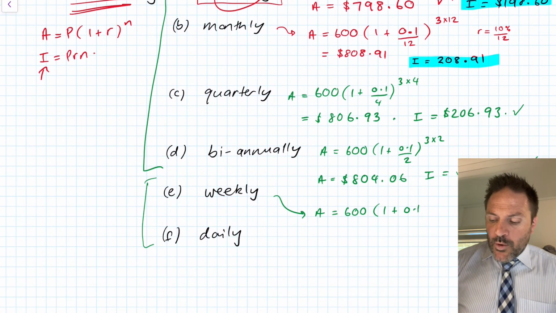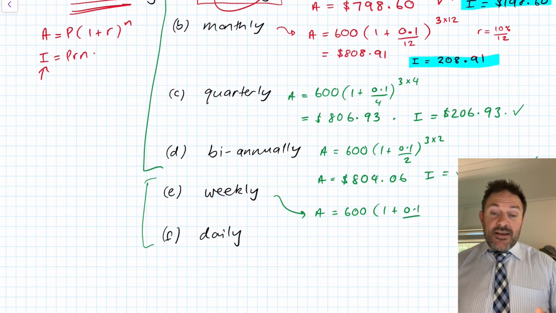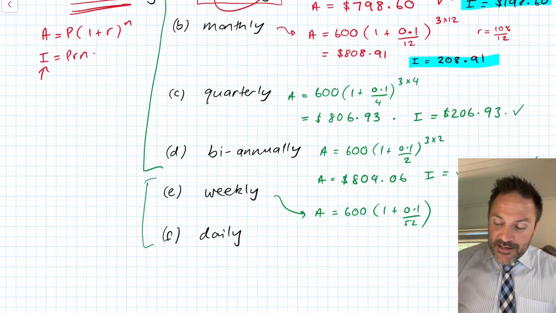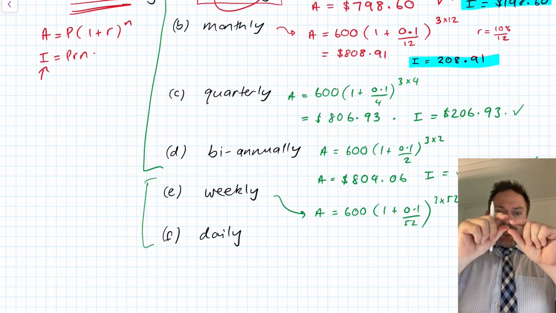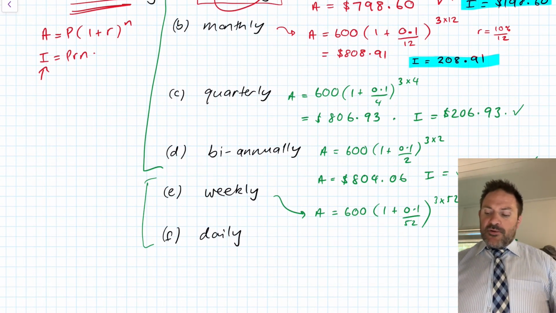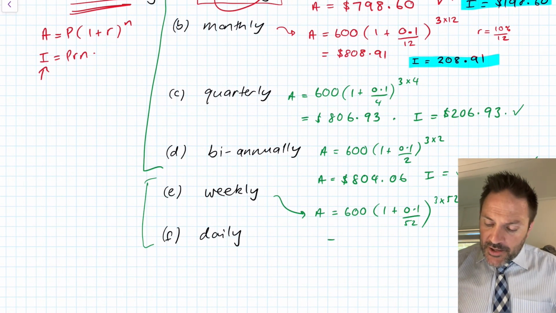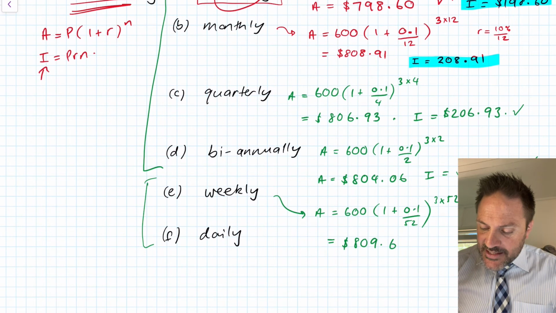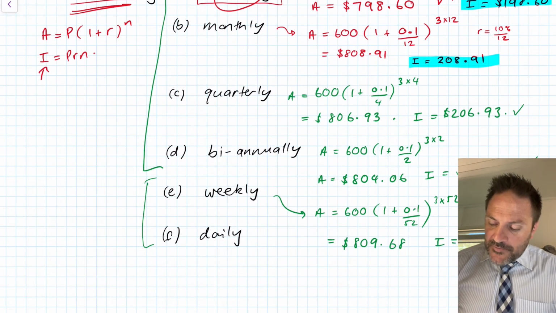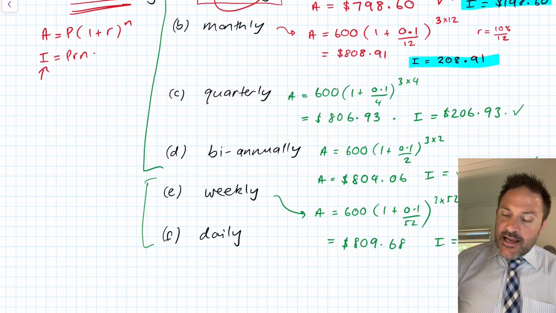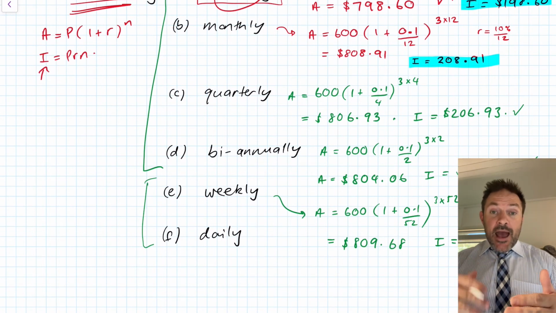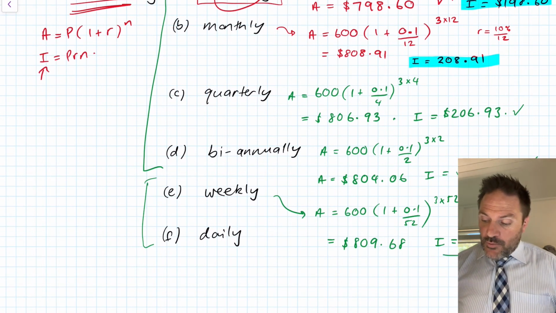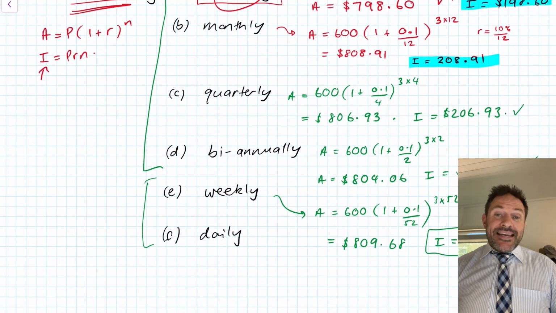1 plus 0.1 over, well, instead of being twice a year, we're doing it 52 times because we're doing it at the end of every week. So we're going to do 3 times 52. And of course, you can always do the actual value, which would be 156, something like that. I'm going to do that in my calculator very quickly. And we get $809.68, which gives me interest of $209.68. Because that at the moment is the most amount of times that we've done it, you can see we now have the highest amount of interest.